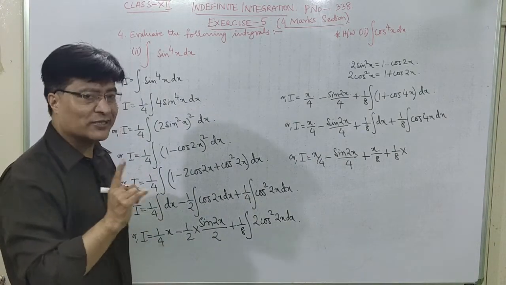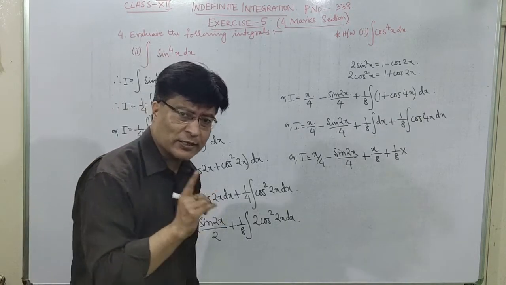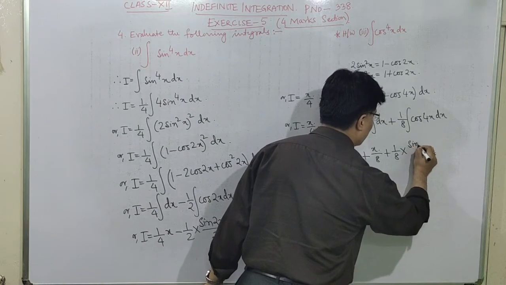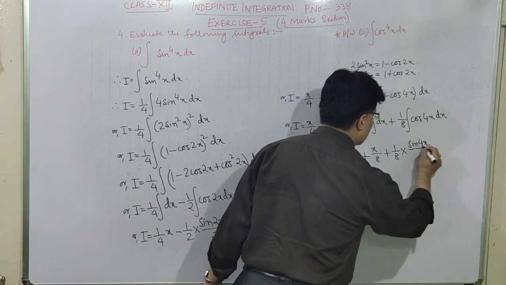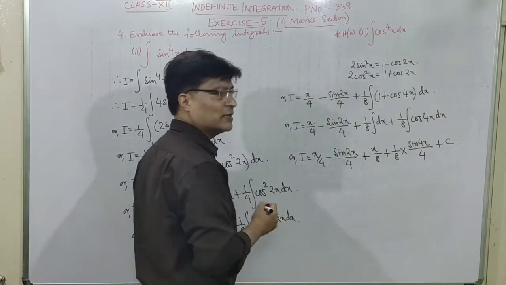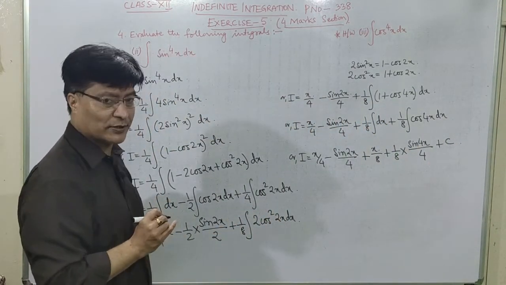What is integration of cos x? Differentiation of which function is cos x? It is sin x, but here it is sin 4x. Since this is the case of integration, you have to divide it by 4. Then you should write plus c. So I think you have understood it.